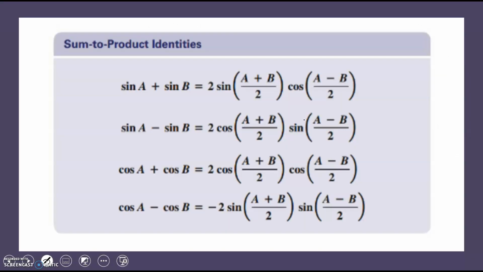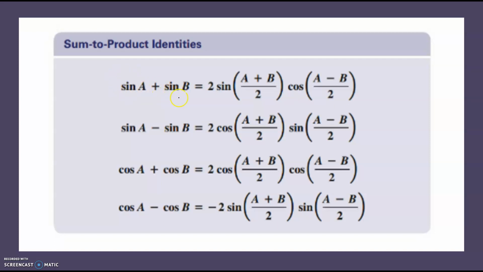And so now let's look at the sum to product identity. This time, if you're adding two trigonometric functions, specifically sine and cosine, this shows you how to write it as the product of those two functions. And so again, we have all the different combinations of sine and cosine that you can add.